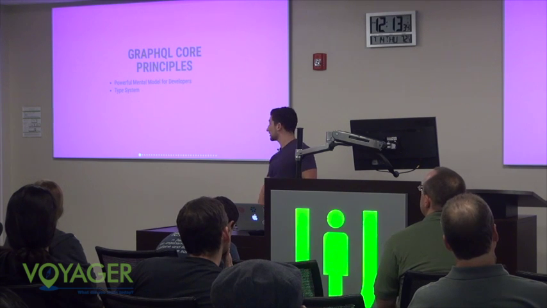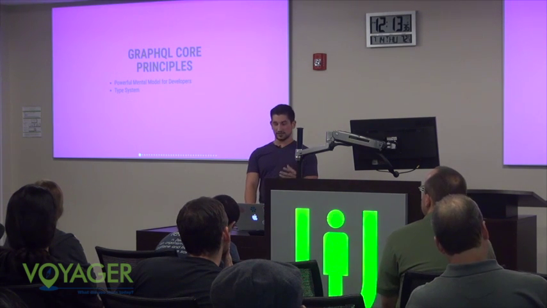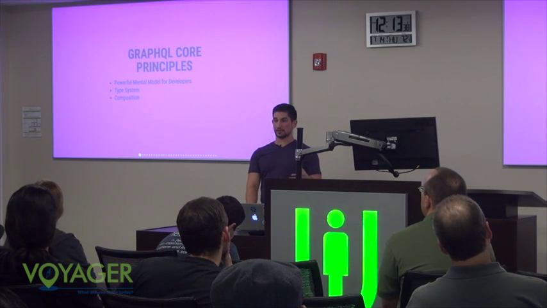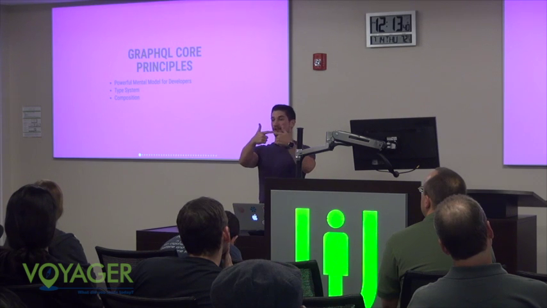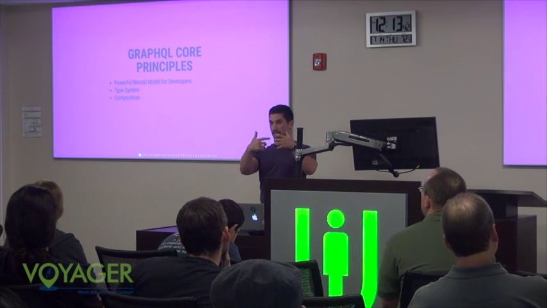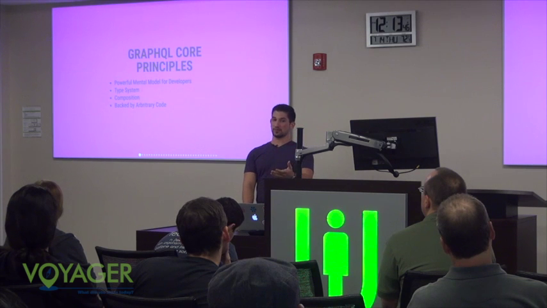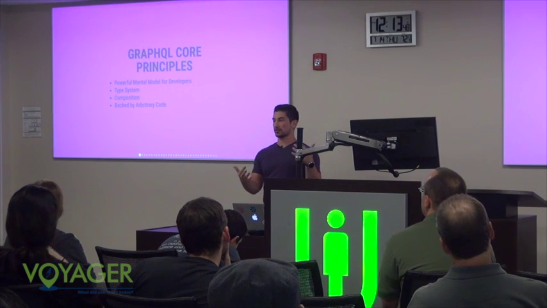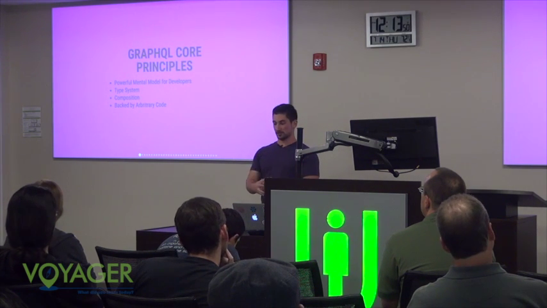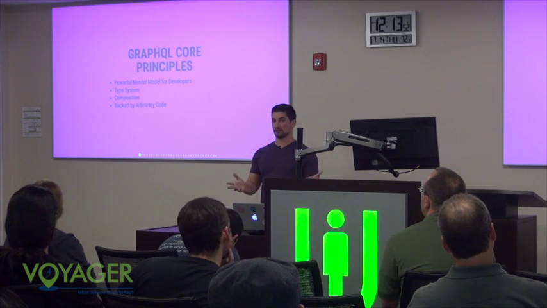So it's a type system. And I'll get to how that ties everything together soon. Composition. So we saw that a film can ask for multiple planets per film. We have this really slick way of composing things. It's backed by arbitrary code, which I talked about. Your microservices or whatever your actual main server is written in can be written however you want.